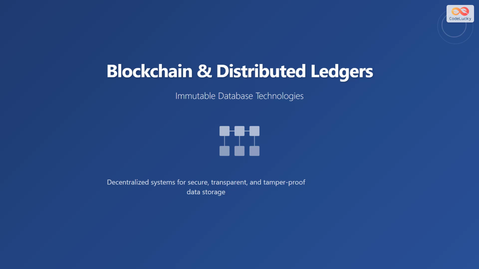Let's explore blockchain and distributed ledgers, which are also known as immutable database technologies. These are decentralized systems designed for secure, transparent, and tamper-proof data storage. In coming slides, we will learn more about them.